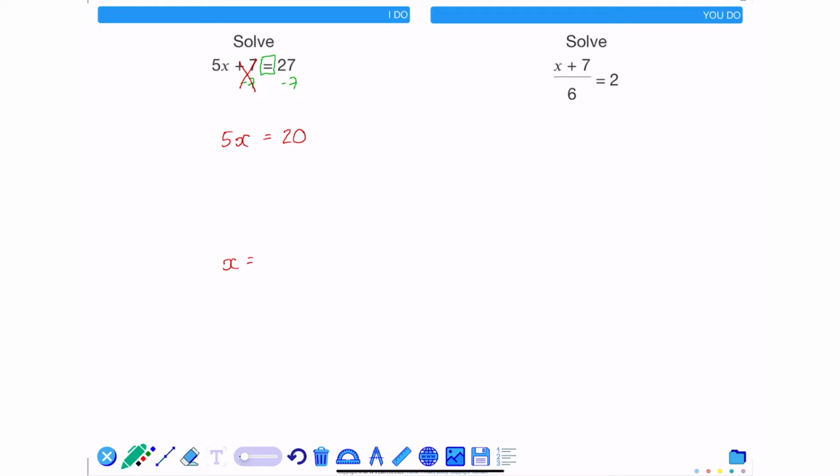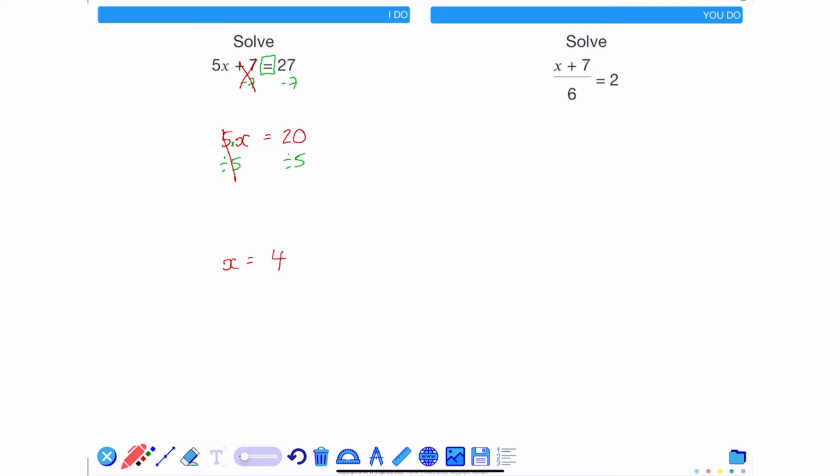If I know that 5 lots of x is equal to 20, the inverse operation of times by 5 is to divide by 5, and whatever I do to one side, I do to the other. 5 divided by 5 is 1, so I get 1x is equal to 20 divided by 5 is 4. I've now solved the equation.